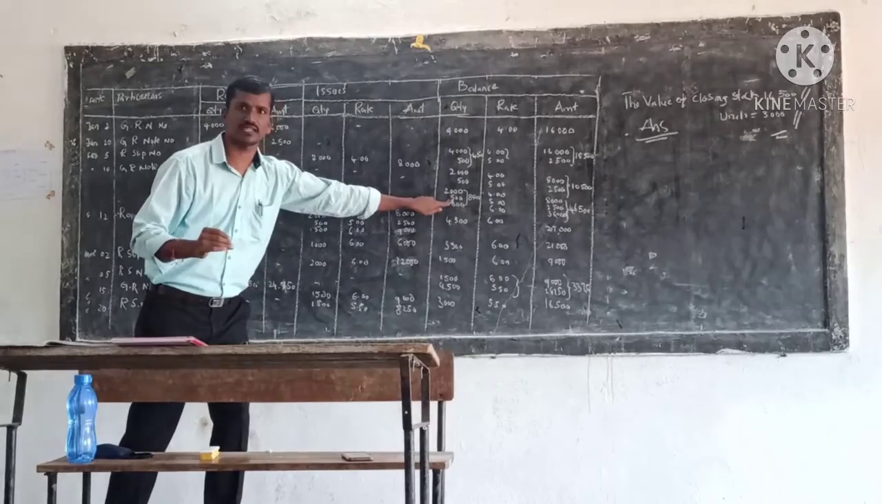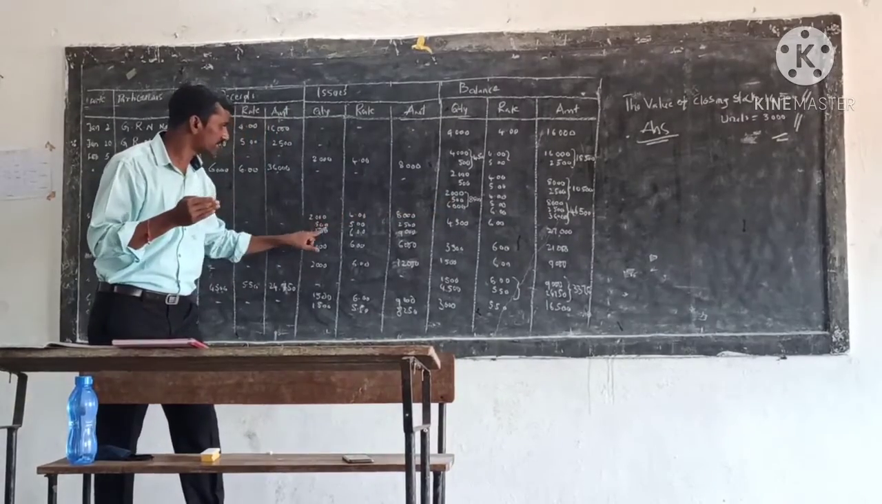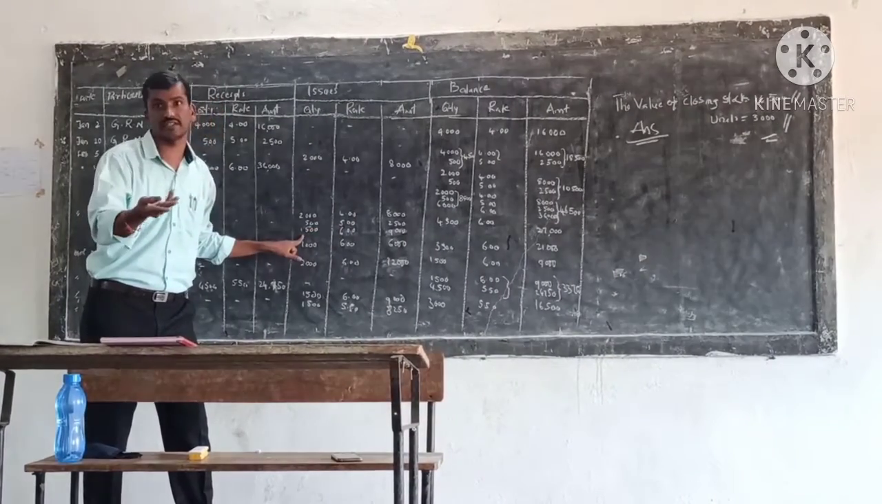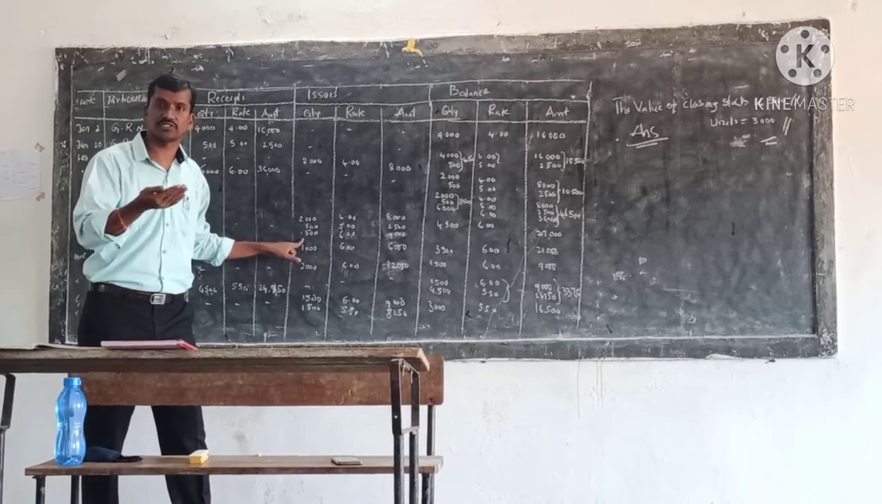Then we have to go to the next lot. How many units are available? 500 units. To take the 500 units at the rate of 5 rupees, how many units do we require? We require 1,500 units more.